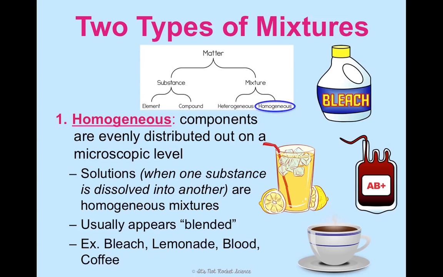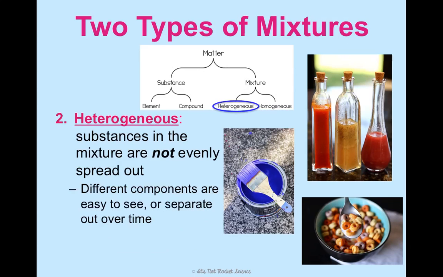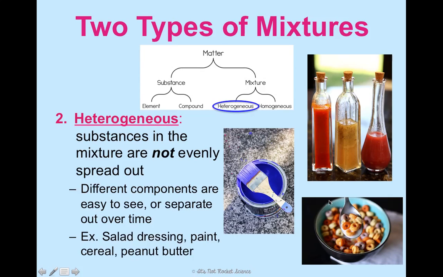All right, next is a heterogeneous mixture. And these are substances in the mixture that are not evenly spread out. We can either see the different components easily, or if we let them sit, those components will separate out over time. So kind of the easy examples are like salad dressing or cereal.